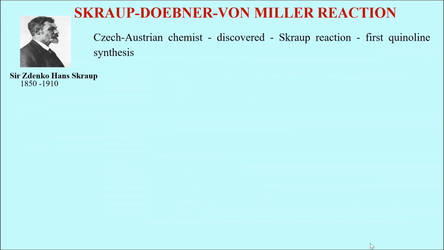Skraup is a Czech-Austrian chemist. He discovered the Skraup reaction. This was the first report for the quinoline synthesis in the history of organic chemistry. He earned his PhD from University of Gießen in the year 1875.